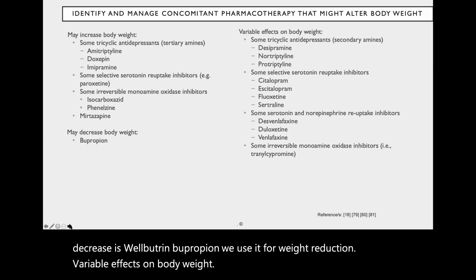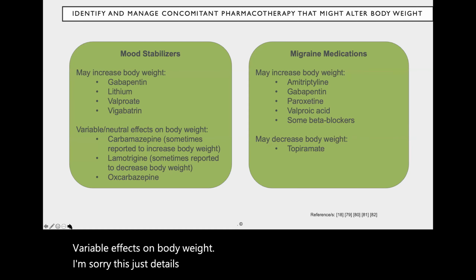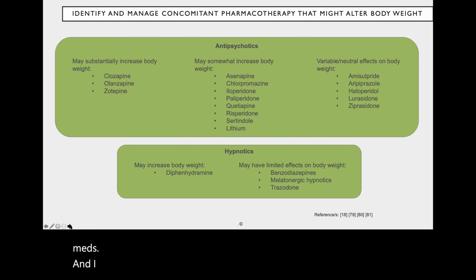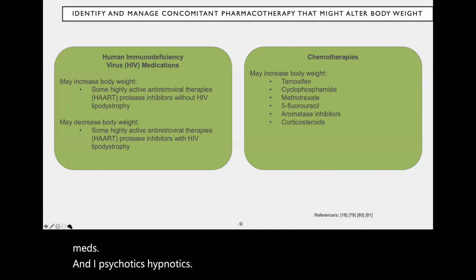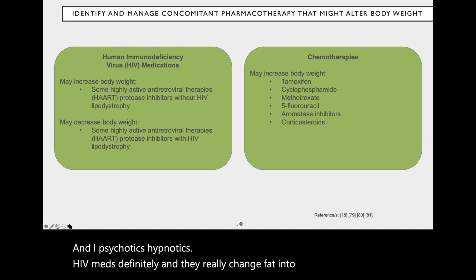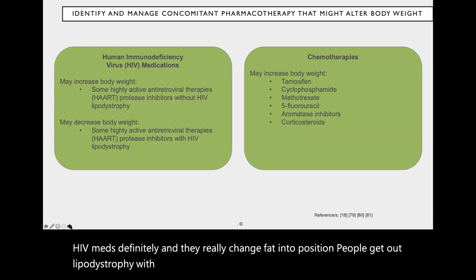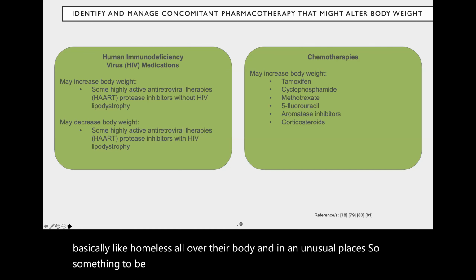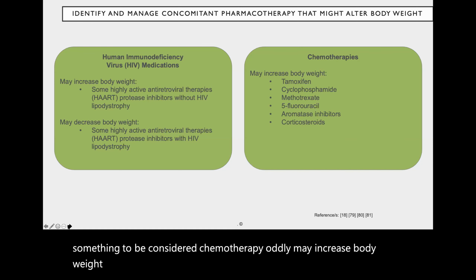Oh, I'm sorry. This is just details of the first slide. Mood stabilizers, migraine meds, antipsychotics, hypnotics, HIV meds, definitely. And they really change fat deposition. People get a lipodystrophy with a lot of the antiretrovirals, where they start making basically lipomas all over their body and in unusual places. So, it's something to be considered. Chemotherapies, oddly, may increase body weight. There are people who gain weight during chemo.